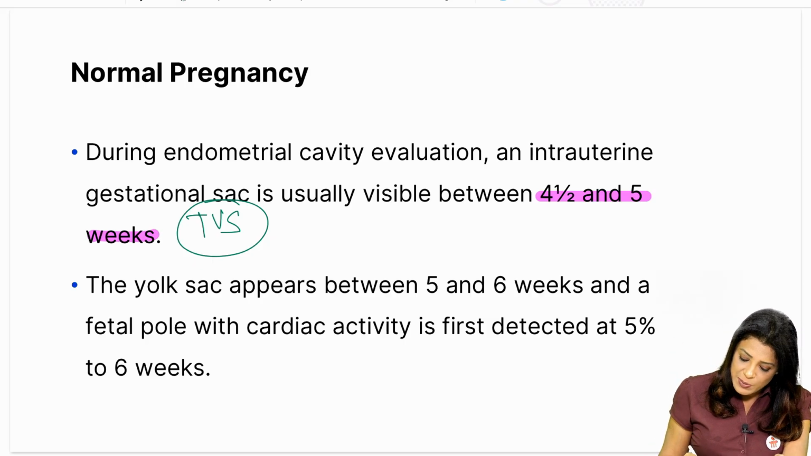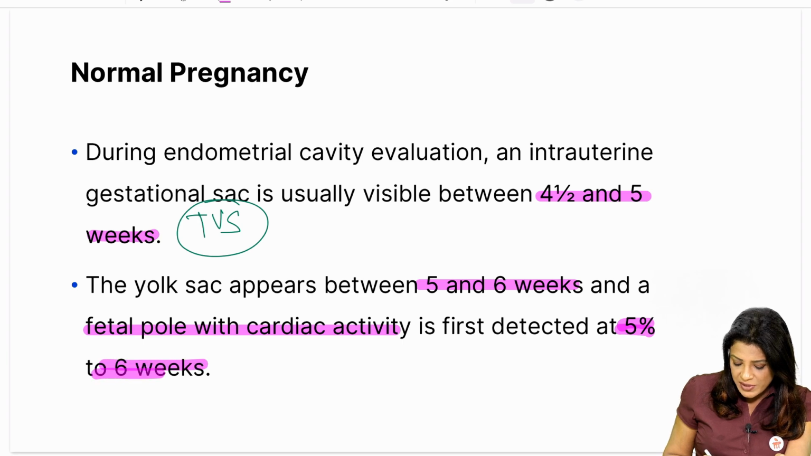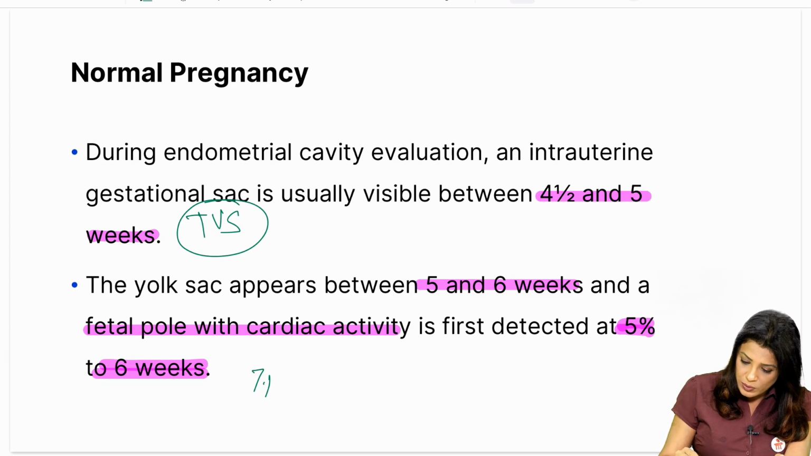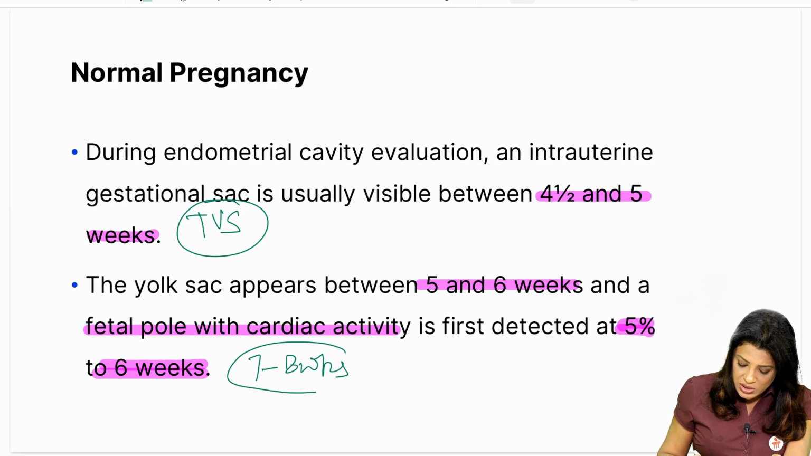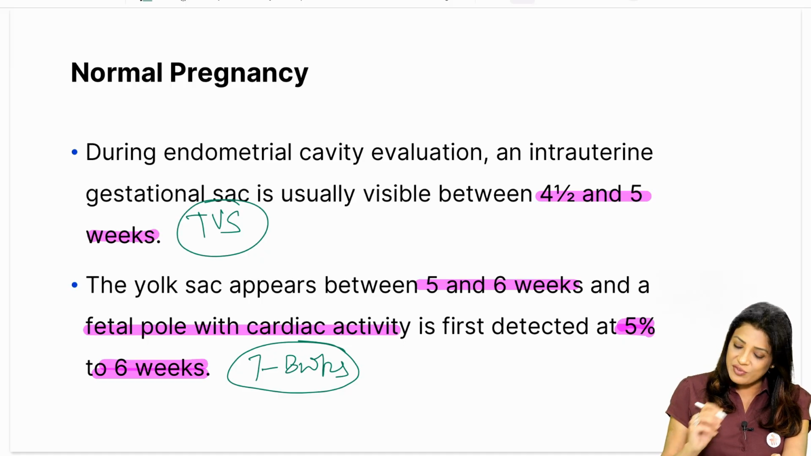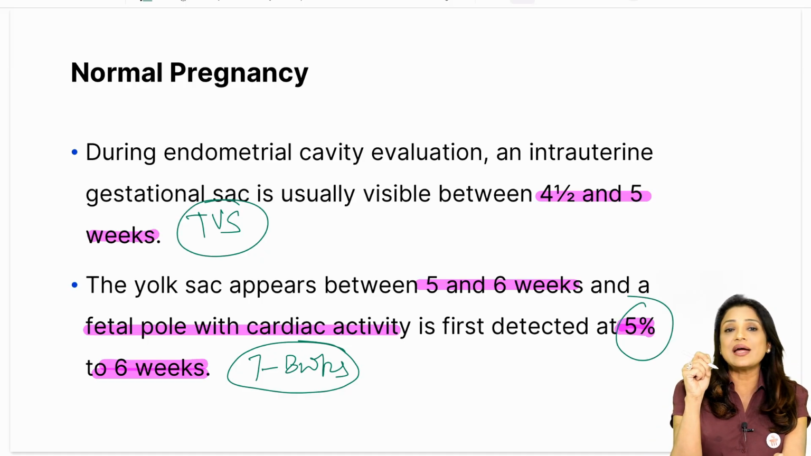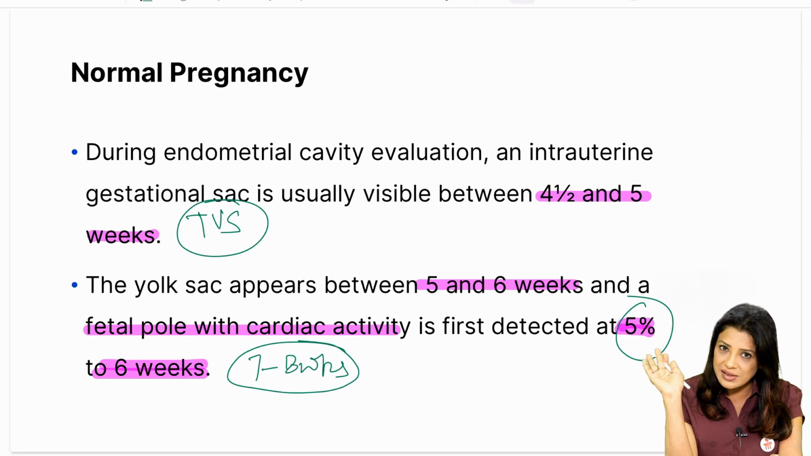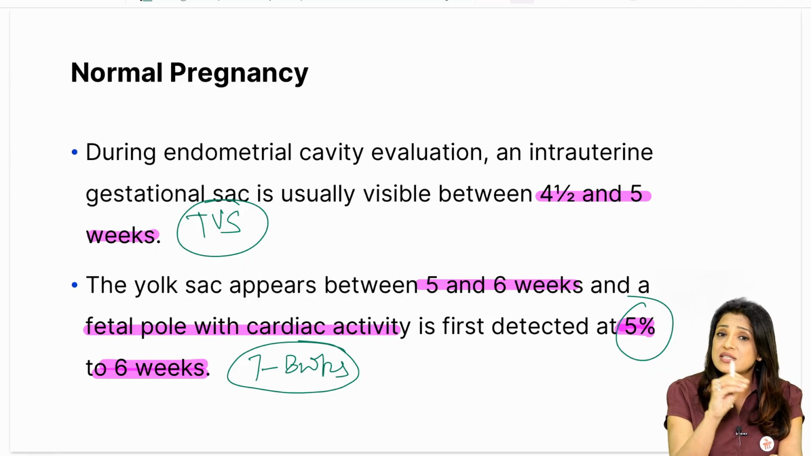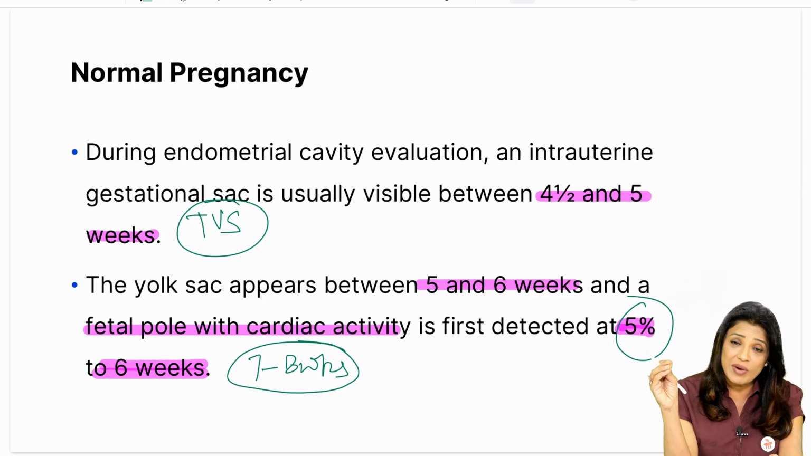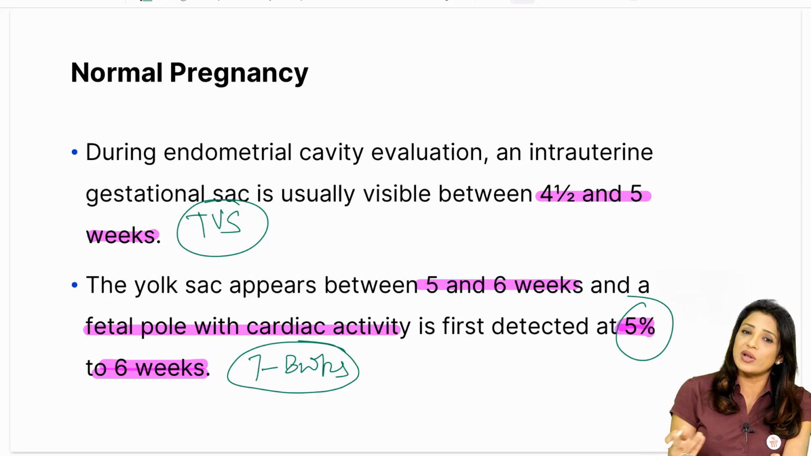The yolk sac appears between 5 to 6 weeks, and a fetal pole with cardiac activity in 5% cases will be detected up to 6 weeks, but definitely by 7 to 8 weeks. Okay, so it is first detected at 6 weeks in 5% cases only, but definitely at 7 to 8 weeks it will be detected. That is the fetal heart. If it is not present at 7 to 8 weeks also, then you should tell the patient that there is probably a chance that this baby is not viable. Okay, she can wait for another week for a repeat scan.